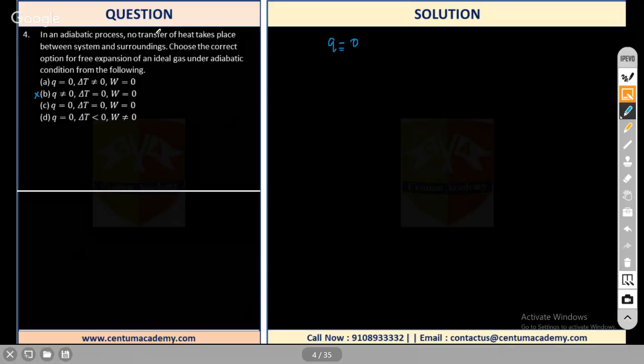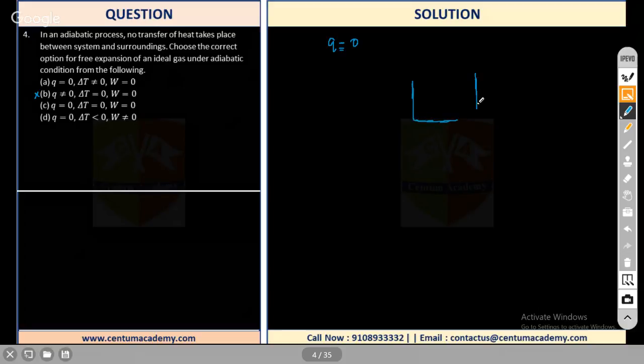Now, no transfer of heat takes place between system and surroundings, right? Choose the correct option for free expansion. Okay. So work done also we have to find out whether it is 0 or non-zero. Work done will be there because of the process. And what process is there? The process is expansion. And what kind of expansion? Free expansion. See, we have two types of expansion. You must have studied this.